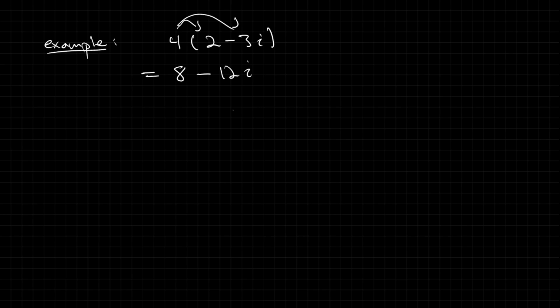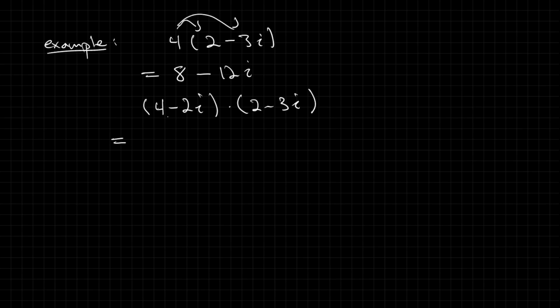Now when you have a complex number times a complex number, so something like 4 minus 2i times 2 minus 3i, then we'll go ahead and distribute using the very popular acronym FOIL. And we'll also use the property, as we'll see in a moment, that i squared is negative 1 to simplify.